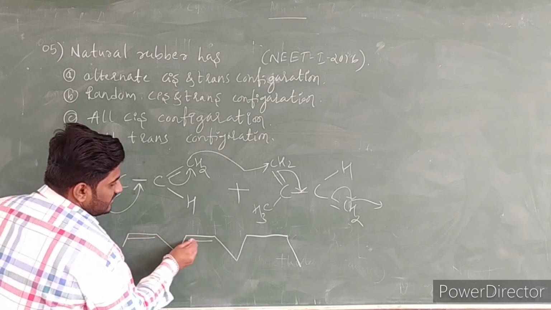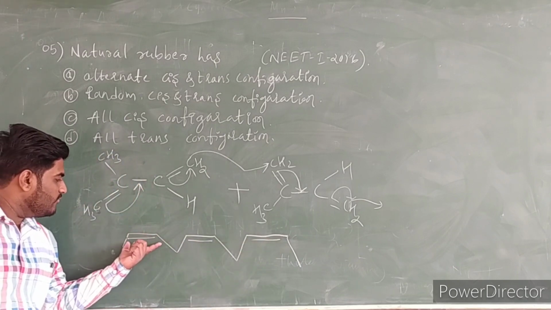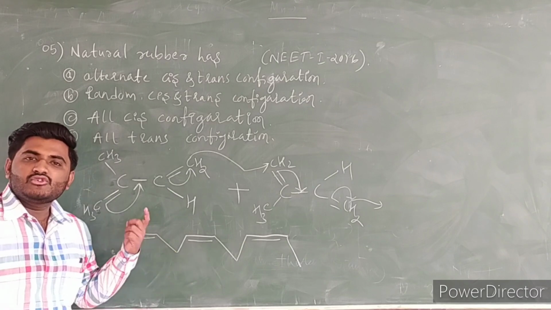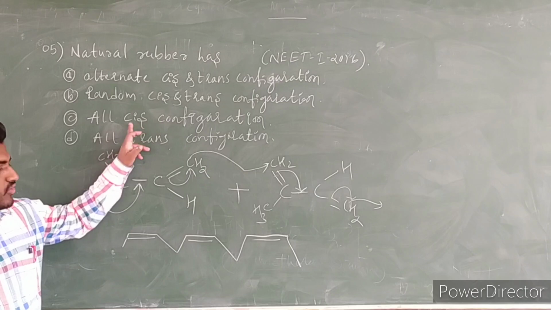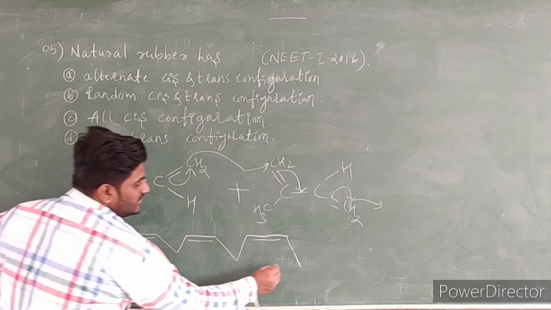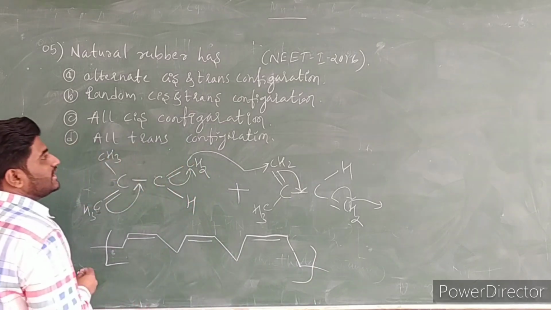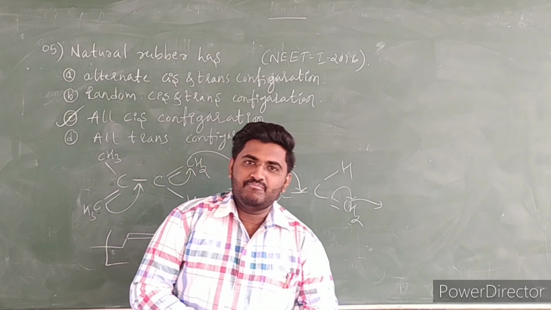So double bonds here. So going to get like this. See, double bond, only one side you are getting substituents. So one side substitution means it is called cis. So all are cis configuration. This will increase the chain like this one. And I will get it like that. Okay, so this is all our cis configuration.